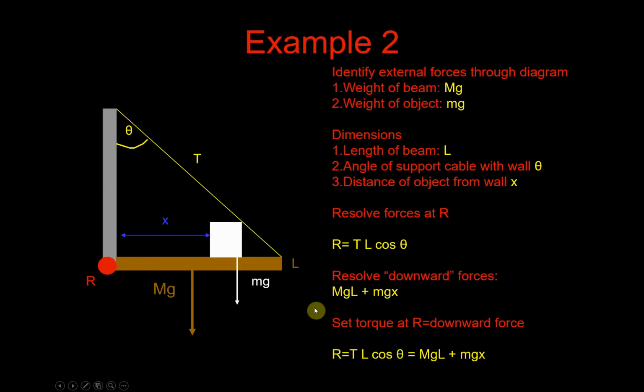So these two equal one another, and instead of doing this linearly, we've said that R here, the reaction force at this point, will be TL cos theta, and that's going to be equal to MgL for the shelf plus mgx for the object. Think about the problems we've looked at. There's a lot of them in here. Take a look at them in PDF form and read through this section in the book.